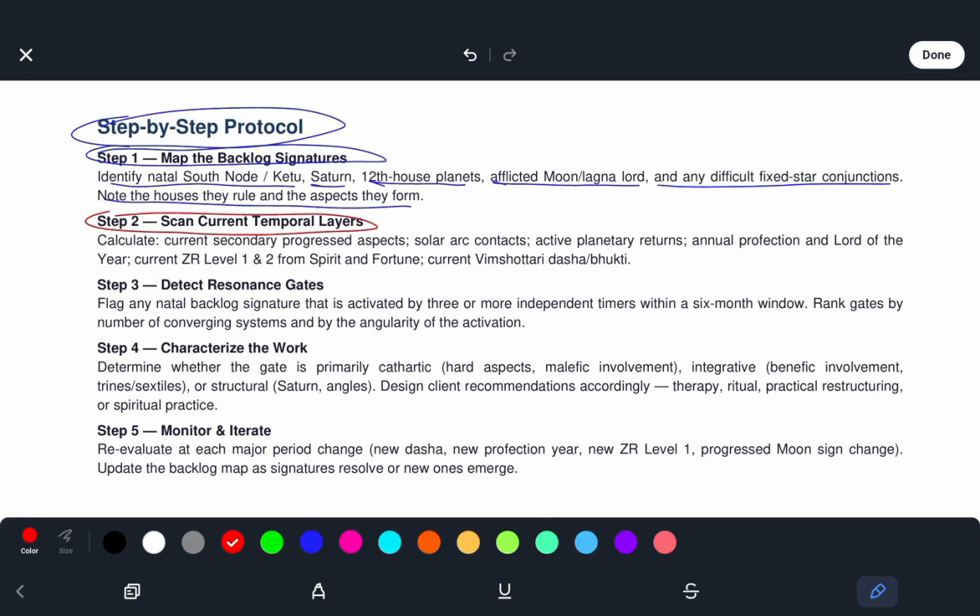Step 2: scan current temporal layers. Calculate current secondary progressed aspects, solar arc contexts, active planetary returns, annual perfection, and Lord of the Year, current ZR level 1 and 2 from Spirit and Fortune, as well as the current Vimshottari Dasha Bhukti.